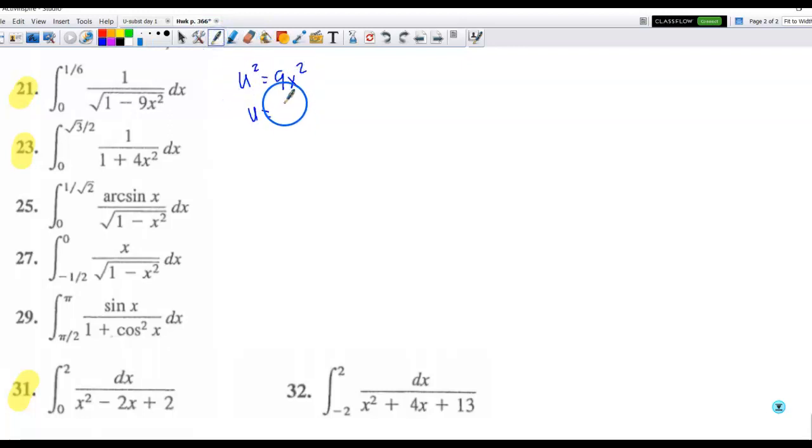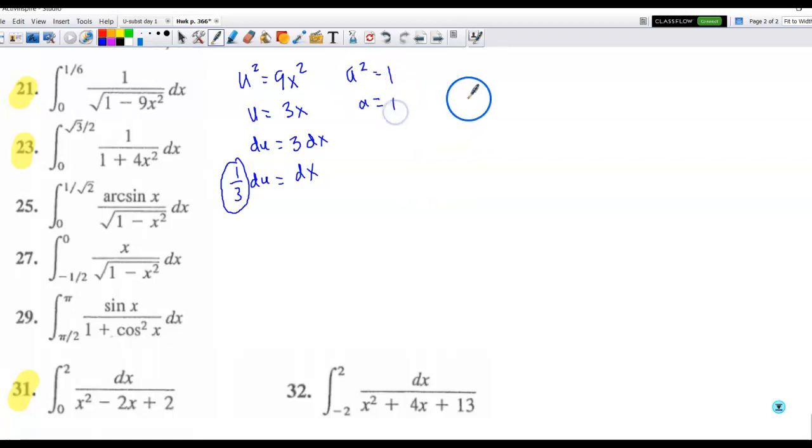U squared is equal to 9x squared. Oh, yes, u is equal to 3x, and du is equal to 3dx. So we're going to divide the 3 to the other side, and we're going to need to have that compensation as a coefficient. All right, so a squared is equal to 1, a is equal to 1.